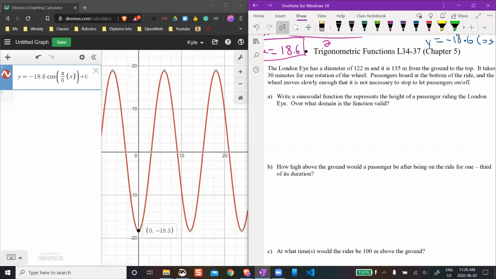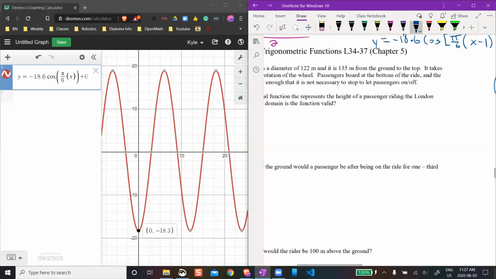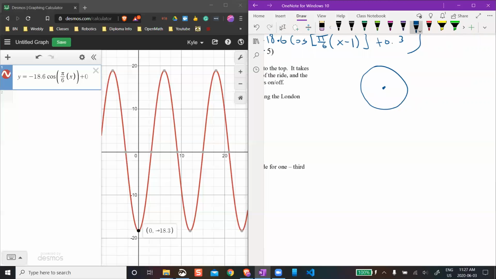Okay, so Ferris wheels in this sinusoidal function unit are very common. You guys are going to get lots of Ferris wheel questions. So here's what's going on. We've got a Ferris wheel, and let's write some numbers here. We know the diameter is 122, so what that means is that the radius would be 61.